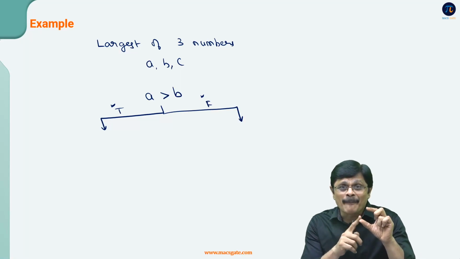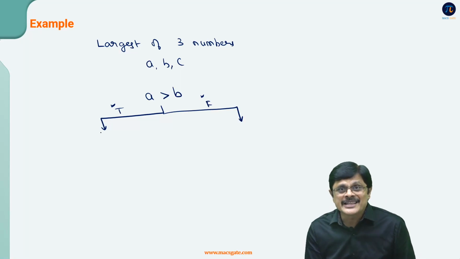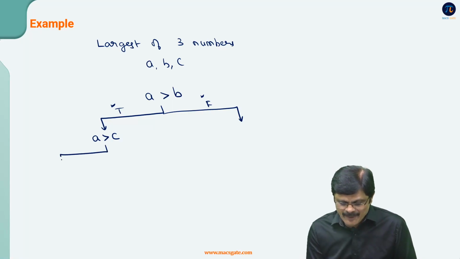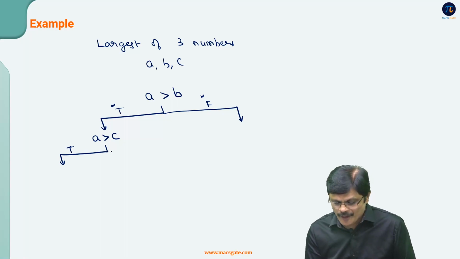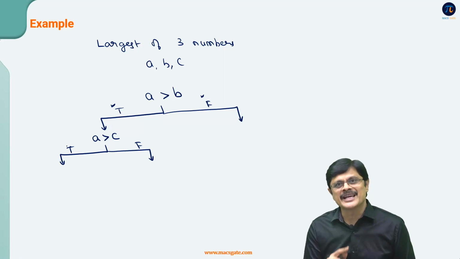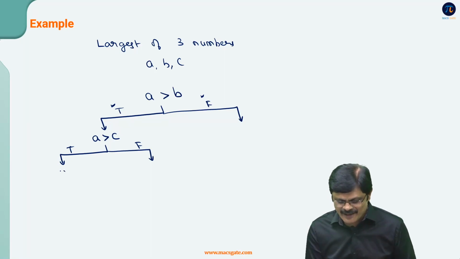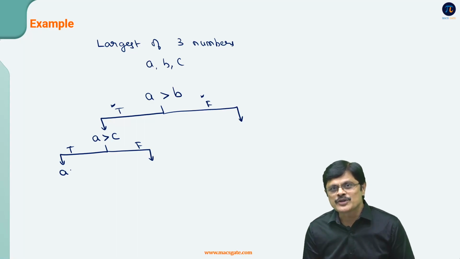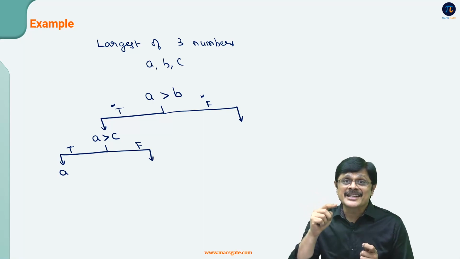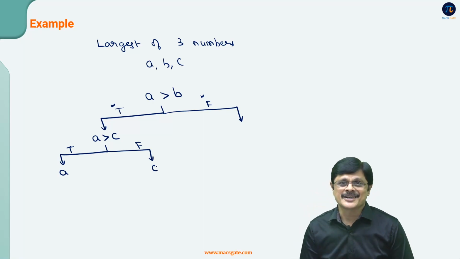Now we have to compare A with C. So within this if block, we have another if else block. That is, we compare A with C. A is greater than C. It may be true, that is the if block, or it may be false, that is the else block. Suppose it is true, meaning A is larger than B and larger than C, therefore A is larger. Suppose it is false, A is larger than B, but C is larger than A, meaning ultimately C becomes larger. So within the if block, we have an if else block.